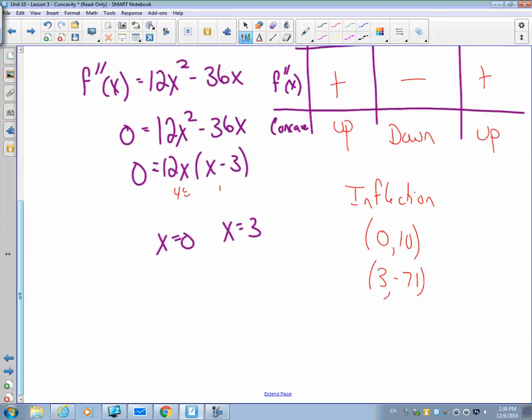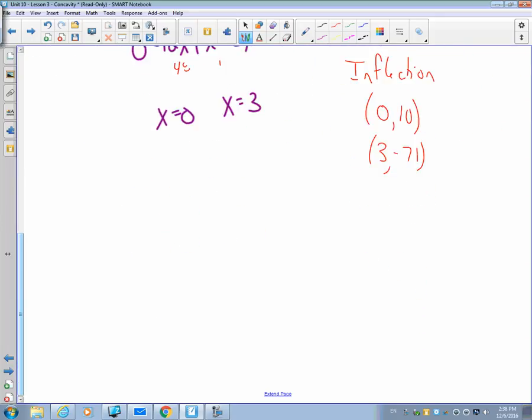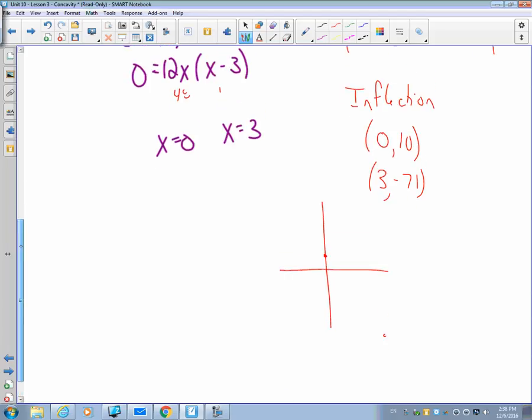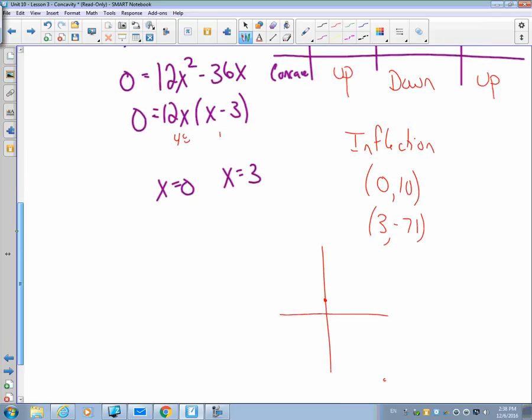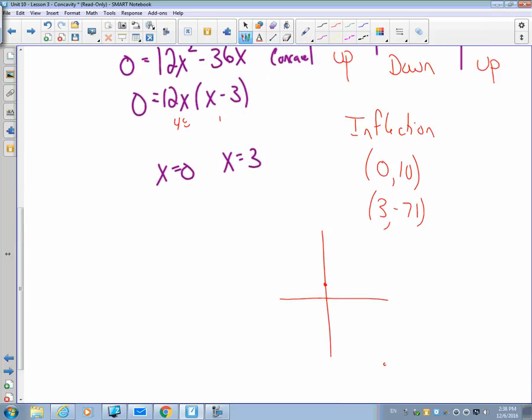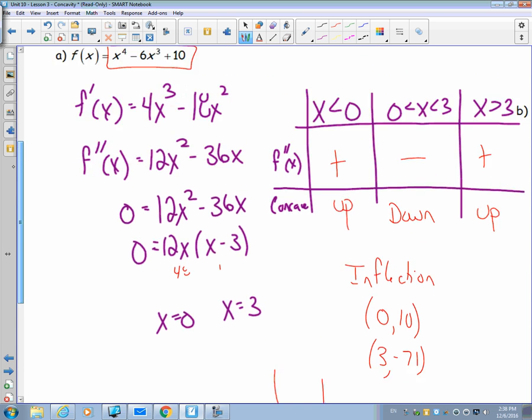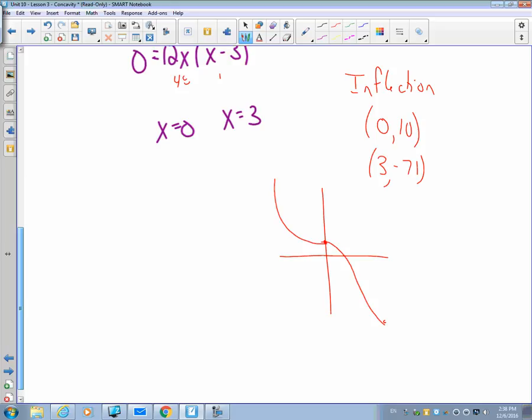Another way to do this, if you had to, on a graph, so we'll make it to scale: 0, 10, and 3, negative 71 is down there. We know it's concave up when you're below 0, means our function is increasing all the time. So it's getting bigger and bigger and bigger. Then it goes for a flat spot. Then it's concave down to there. Okay, and then it's going to be concave up again.